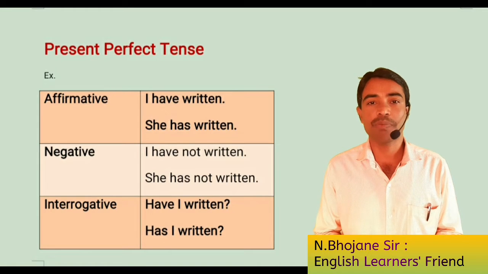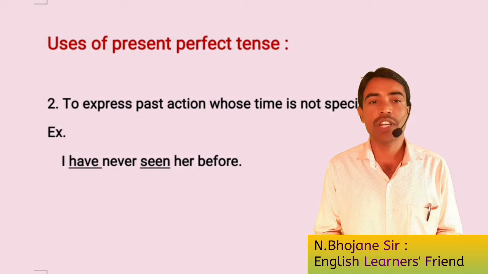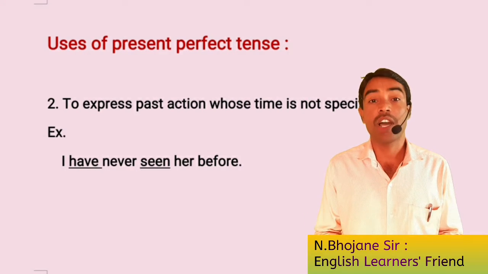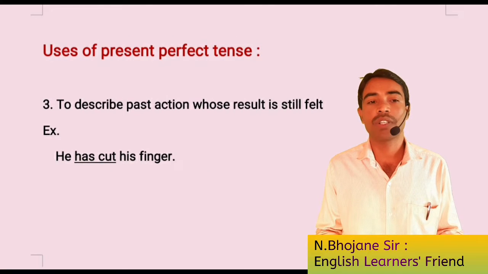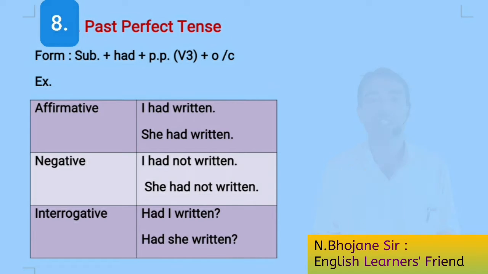Uses of present perfect tense. The tense is used to describe just completed actions. For example, I have spent money on books. This tense is also used to express a past action whose time is not specific. For example, I have never seen her before. Present perfect tense is also used to describe a past action whose result is still felt. For example, he has cut his finger.